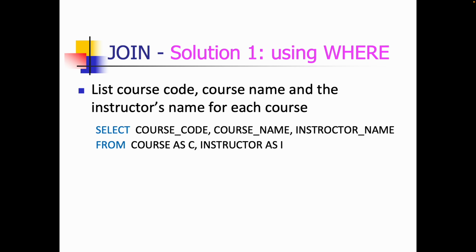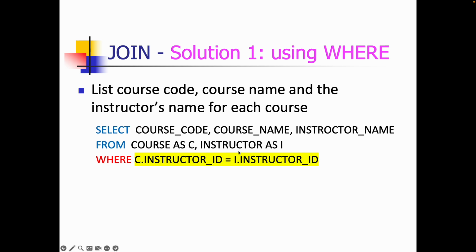And I specified, for example, course as C, instructor as I, and the reason is because when I want to write, for example, the where clause to join the two tables, it's just easier to write C.instructor ID instead of course.instructor ID, right? It's just shorter, but you're free to not use any alias. You can just remove this AS part, and then just write where course.instructor ID is equal to instructor.instructor ID. And instructor ID is the foreign key here. So this is an example of joining two tables using the foreign key.